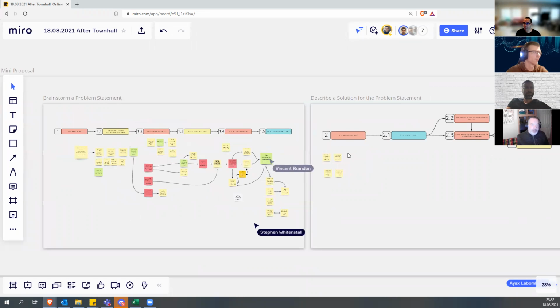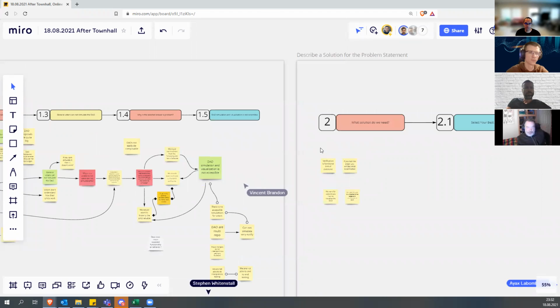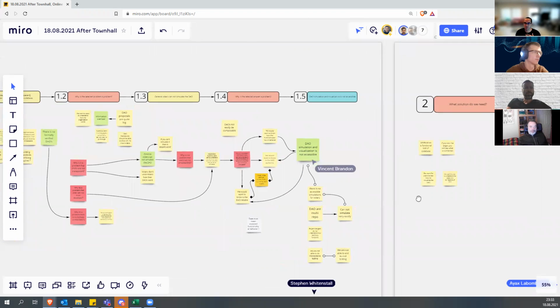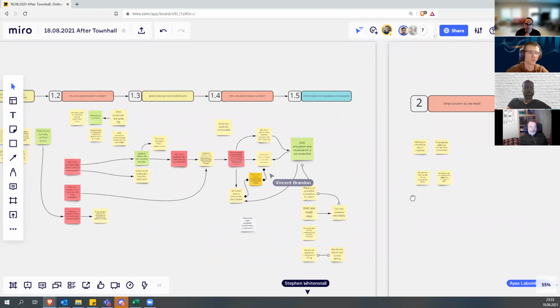I'm going to take this one though. I really like it, and thank you all for your input. That's a crazy amount of input, and thank you Tevo for masterfully going through Miro. "DAO simulation and visualization is not accessible." I like that. I think that says a lot. It says everything that I wanted to say.